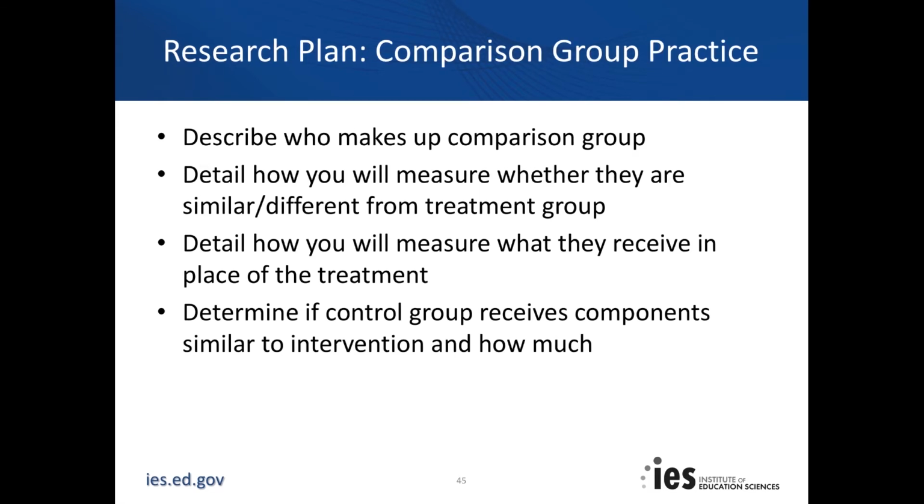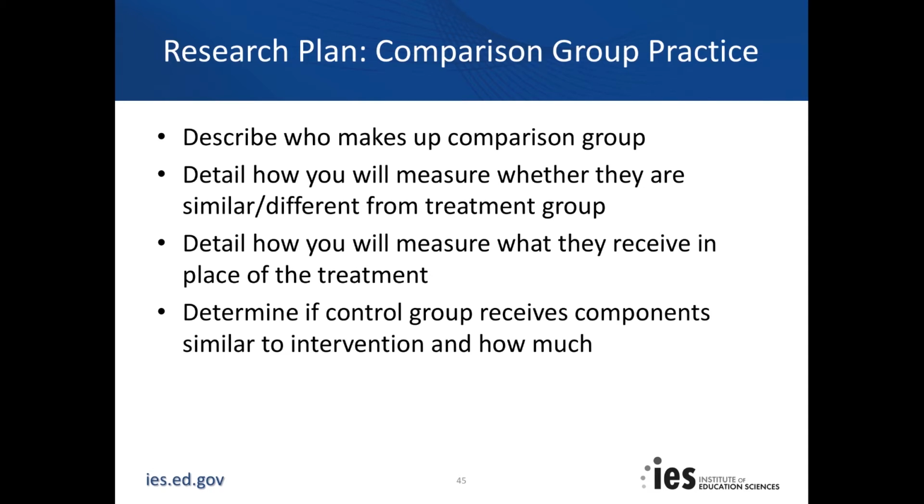What is occurring in the comparison group is also important to understand why an intervention may or may not have an impact on student outcomes. So you want to describe who makes up your comparison group, how are they similar or different from the treatment group, what are they expected to receive in place of the treatment, are they receiving something similar or not, and if so, how much are they receiving? In some cases, showing a clear treatment contrast leads you to more support for your results.